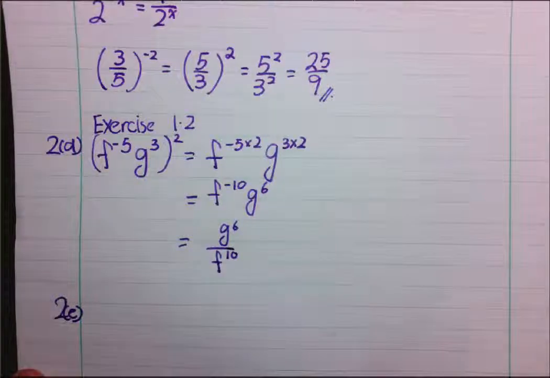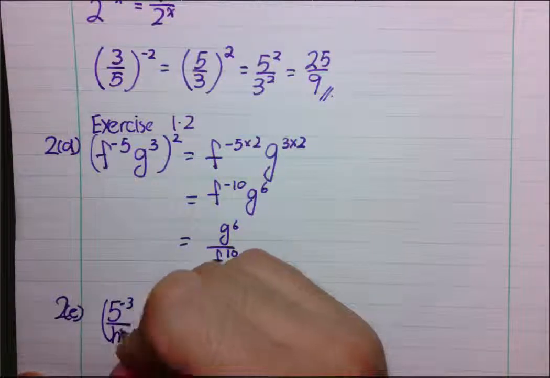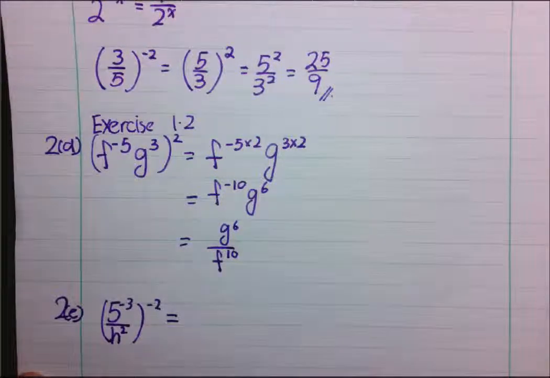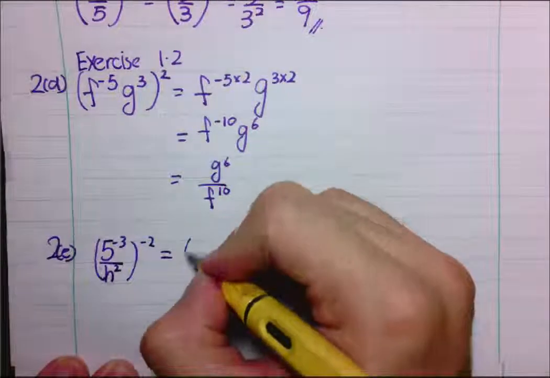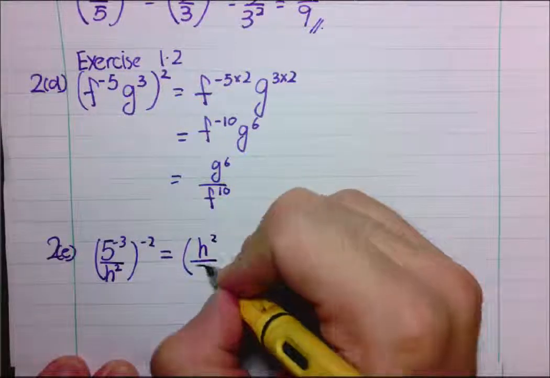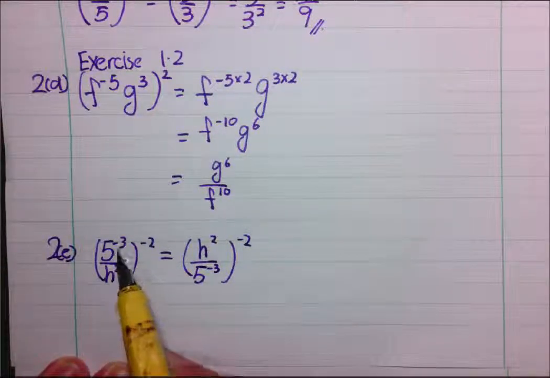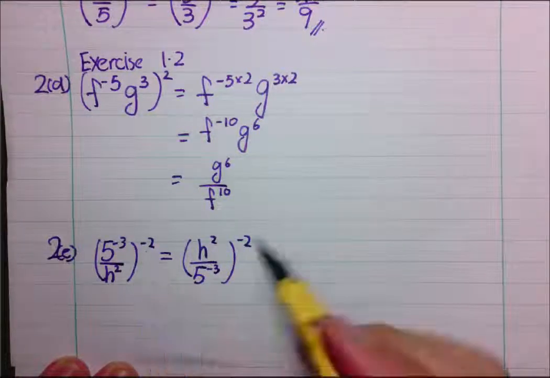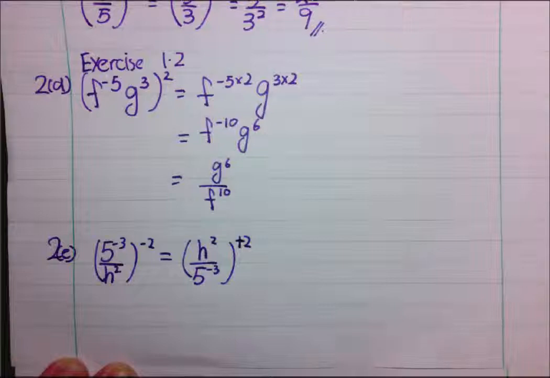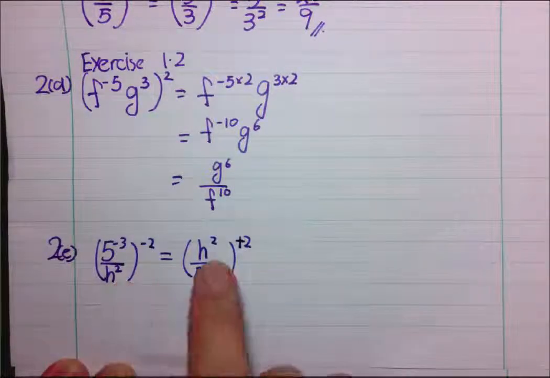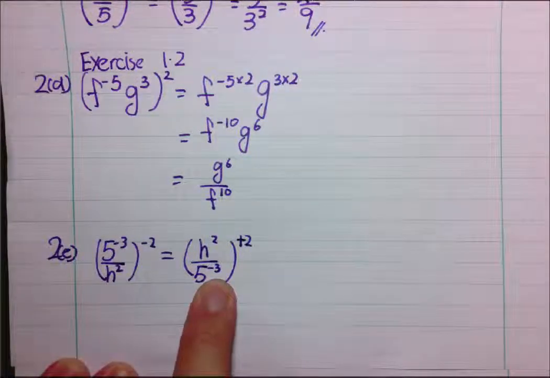Alright, let me do 2E as well. Okay, 2E works like this: 5 to the power of negative 3 divided by h squared, all to the power of negative 2. As we learned just now, if you have a power of negative 2, you just take the reciprocal. Notice when you take the reciprocal, the negative will change to positive 2. So you just flip the entire fraction. h squared goes to the numerator. 5 to the power of negative 3, don't change the sign here, it just goes into the denominator.